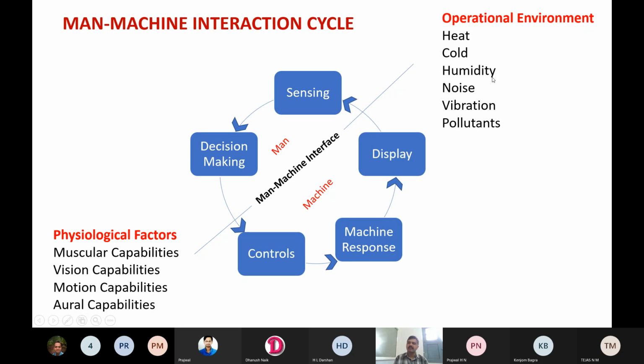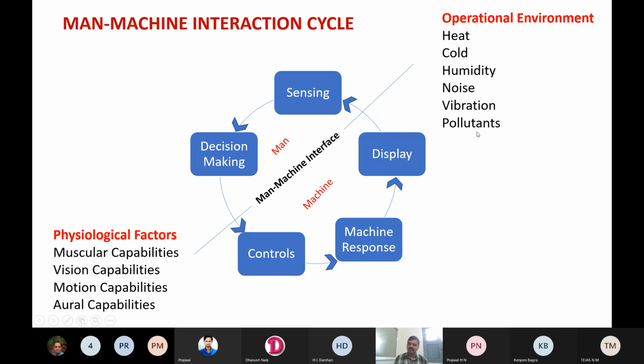Okay, operational environment. Again, operational environment will have an impact both on machine and man. So operational environment may affect the working conditions of the equipment or machine, and also it may affect the capabilities of human beings, like heat, cold, humidity, noise, vibration, and pollutants. Because of pollutants, quite often, if we read the newspaper, we see that in Delhi, because of smog, people are unable to see the vehicles in front of them.